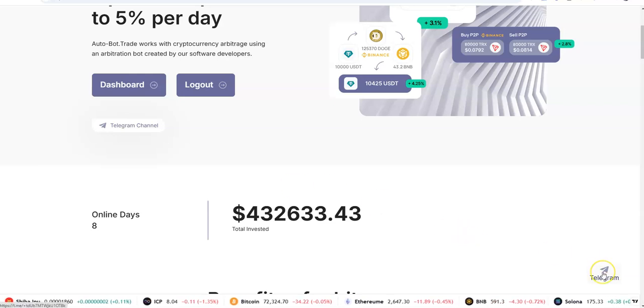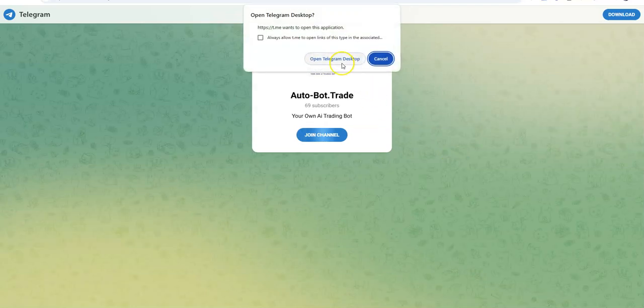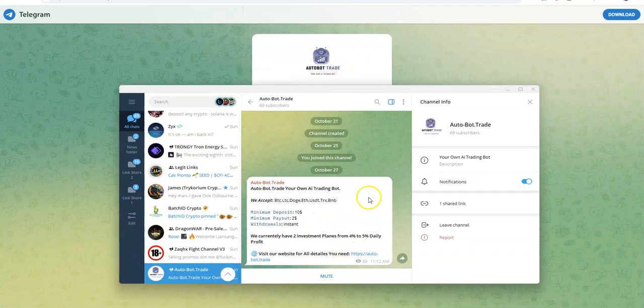I mean, that's what it's all about here. Let me take a look at the Telegram channel here. Okay, I'm already in it. So the channel is just an announcement channel. They accept BTC, LTC, Doge, Ethereum, USDT, Tron, and BNB. $10 minimum deposit, $2 minimum payout, and it's instant.